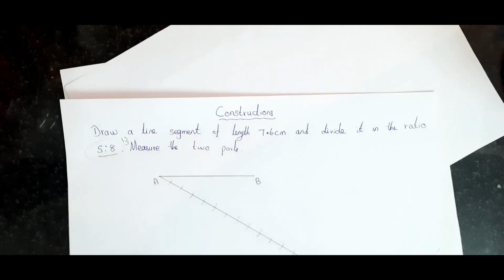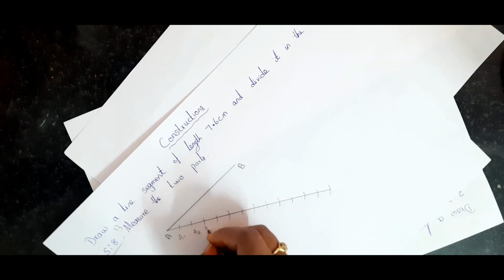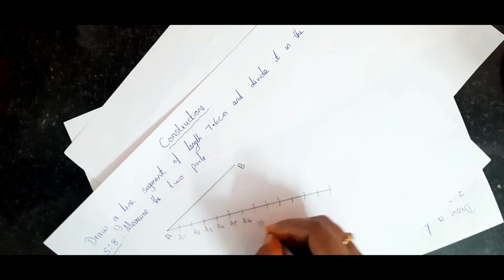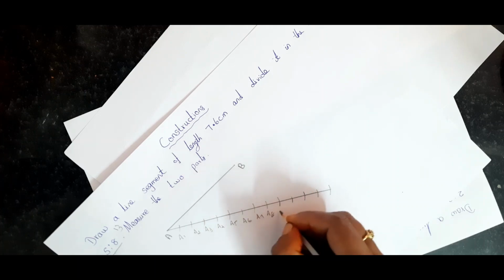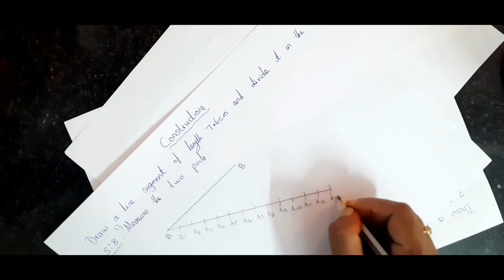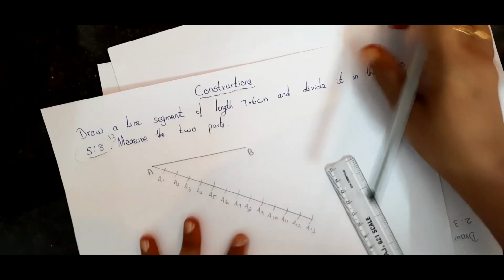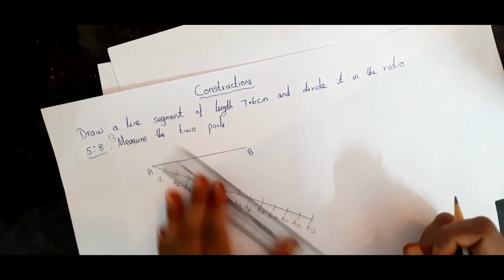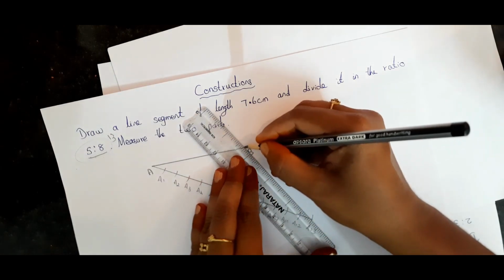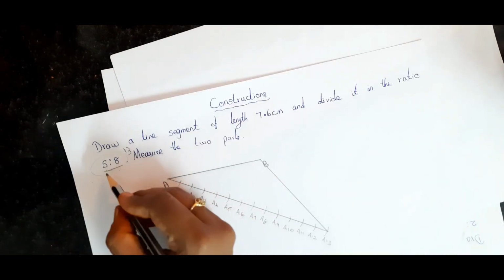Now what should we do? We have to mark each point. So this is A1, A2, A3, A4, A5, A6, A7, A8, A9, A10, A11, A12 and A13. A13 we have done. Now using a scale we have to join A13 and B. So just join like this. Okay, I joined.